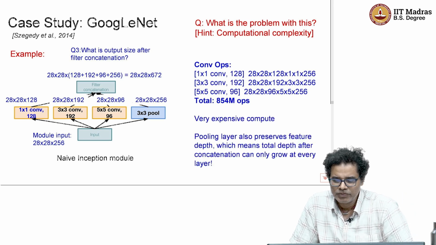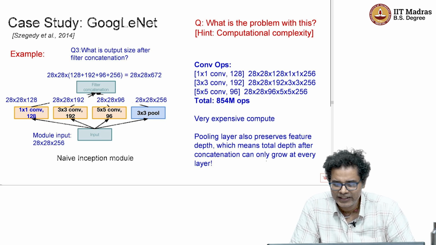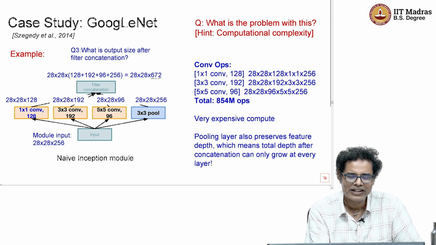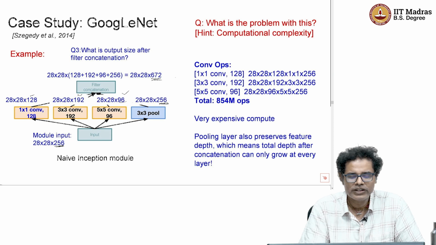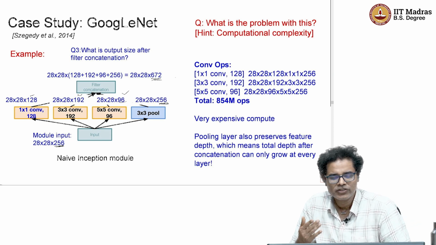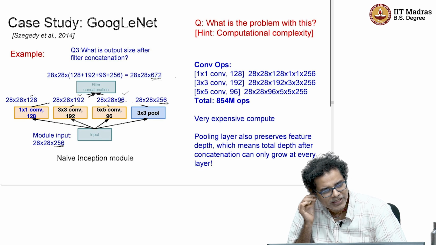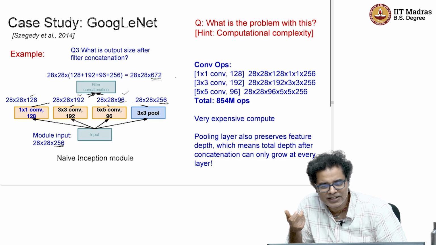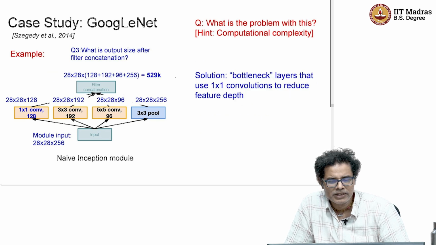And also the pooling layer preserves feature depth, which means that the total depth after concatenation can grow at every layer. As we have said, the pooling layer itself is preserving this, and we are adding more such channels here, so it's always going to grow. That also is a negative thing, so we want to reduce that also. So for reducing computation and for reducing the number of channels at the output, or depth, we are going to use this 1 cross 1 convolution at multiple places.